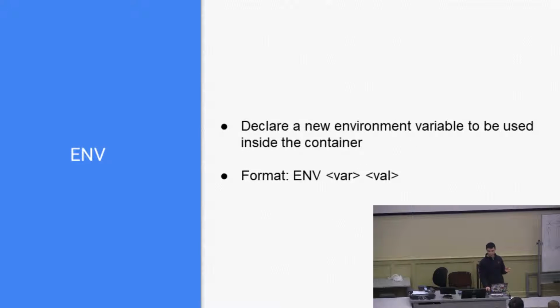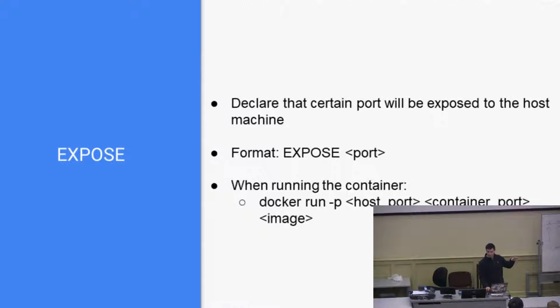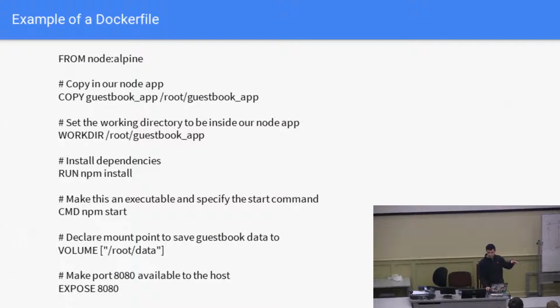ENV is just to declare environment variables in the container. WORKDIR is just to say, when you're in a container, what directory you're going to start with, or what directory the command is going to run from. I suppose we'll get back to that.